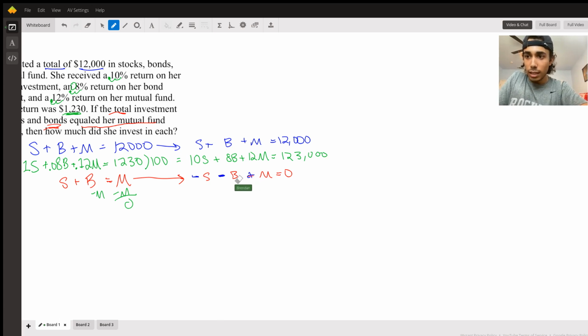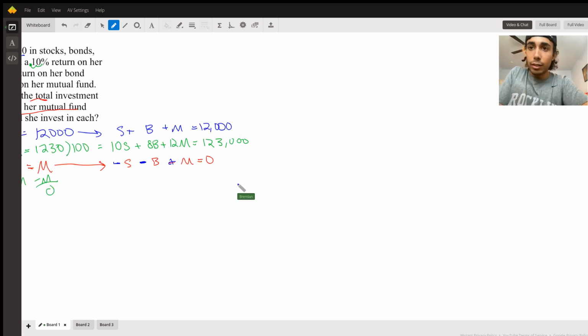Looking at the red equation with the blue equation on top, I can do a double elimination. Now I can eliminate not the m, but the s and the b. That's absolutely awesome. So I'm going to add the red and the blue together. I've got s plus b plus m equals 12,000, and then negative s minus b plus m equals 0. We add those together. These both cancel, and I've got 2m equals 12,000.